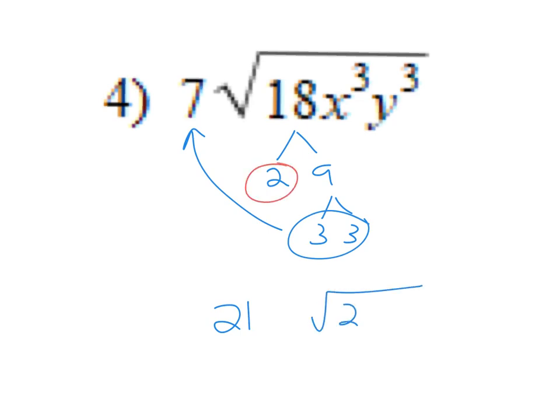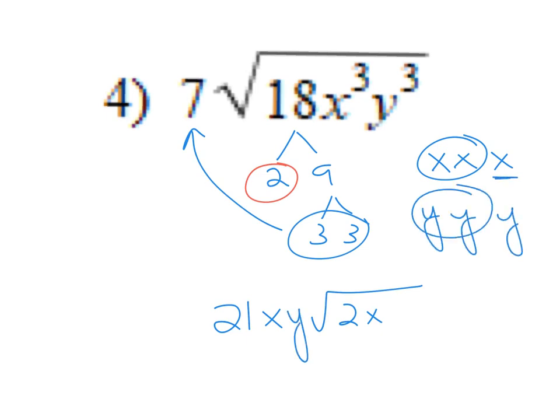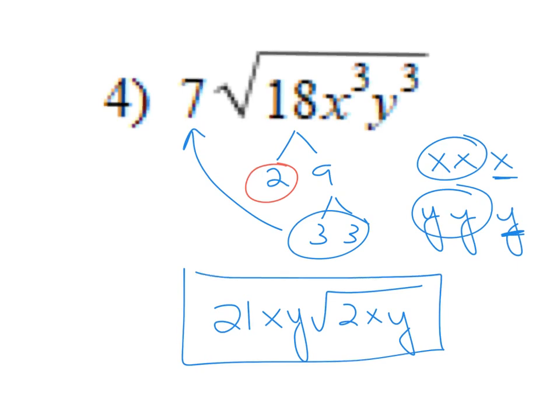And then your variables, I've got 3 x's, so pair them up, move it out, and I have 1 x left on the inside. Same thing with y to the 3rd. So pair them up and move them out. So I have 1 set of y's on the outside, and I have 1 y right here left over on the inside. And that's your final answer.